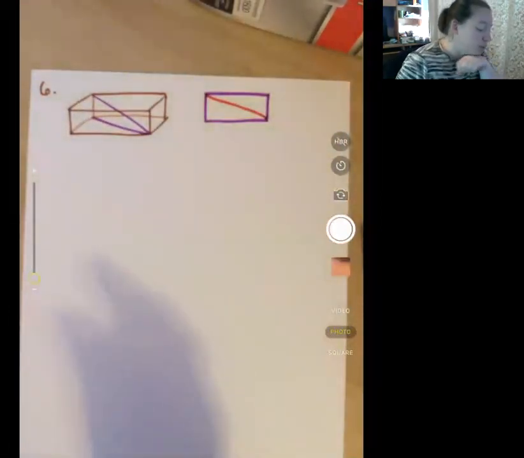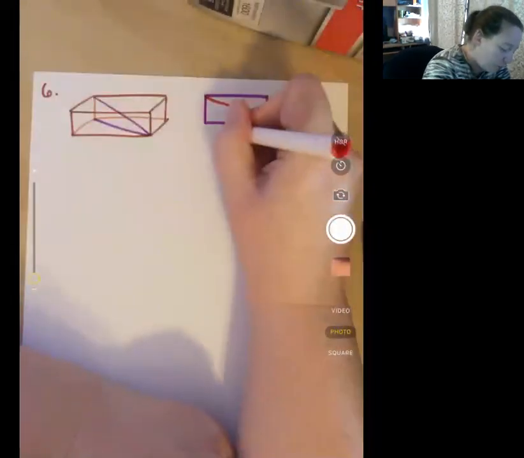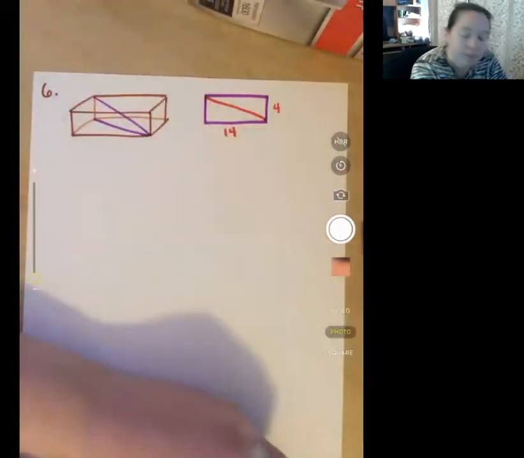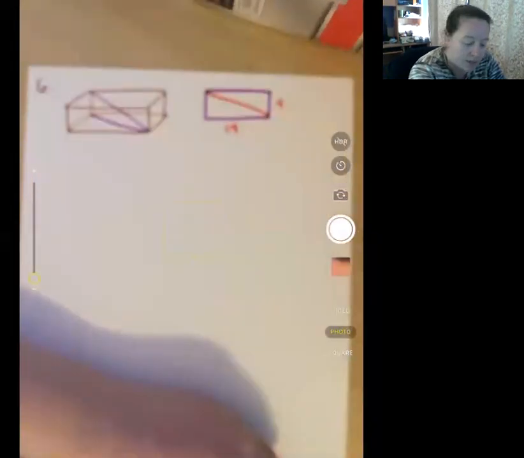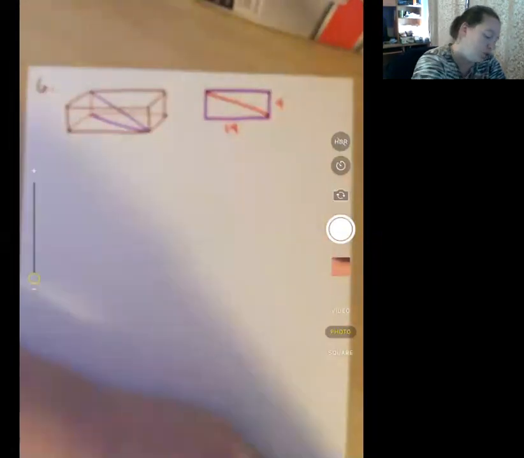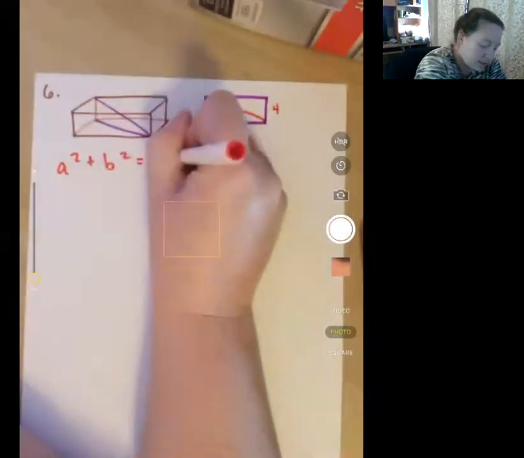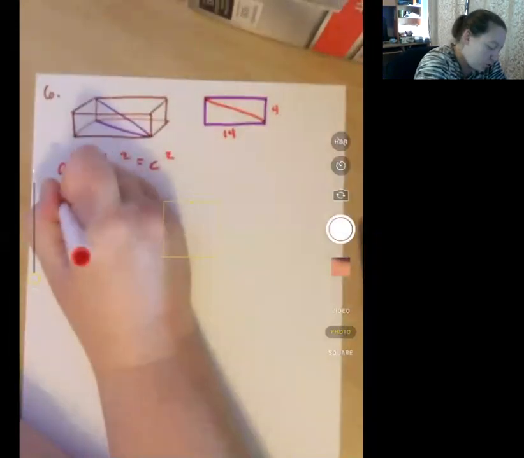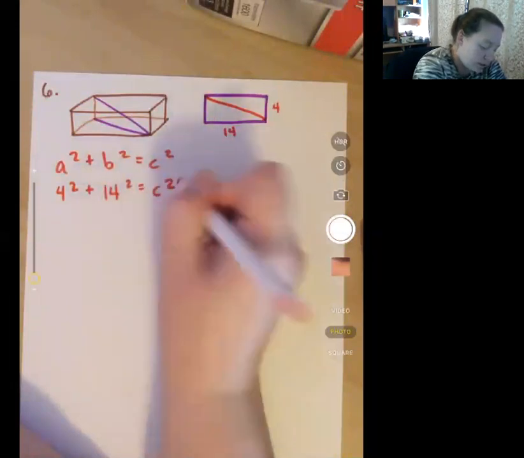Okay, so let's see what we got going on. It says the bottom has a 4 there and a 14 here. So we are making a triangle that is 4 by 14, because if that's a 4, so is that. And if that's a 14, so is that. This is a rectangle that we're dealing with. So we start with a squared plus b squared is equal to c squared. A is 4, 4 squared, plus b squared, which is 14, 14 squared, is equal to c squared.